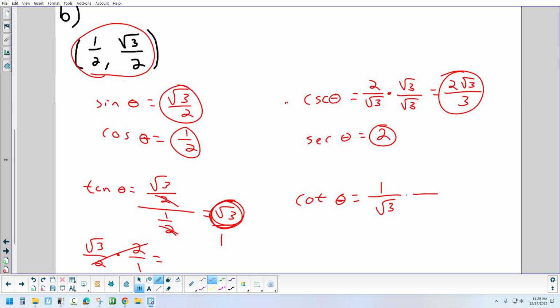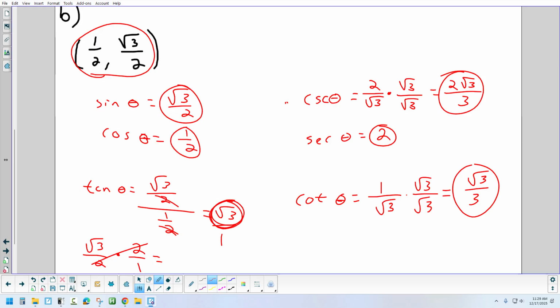And what do I multiply by to fix that one? Square root of 3. It's got to be the same thing in the top and the bottom. And now multiply straight across. Square root of 3 over 3. So that would be like 6 different questions. That's what we basically just did, 6 problems.